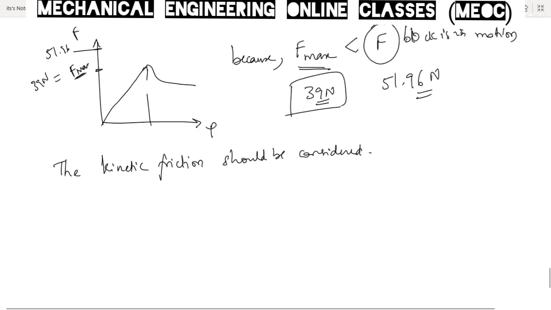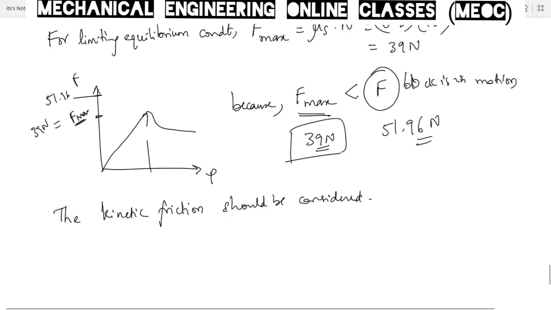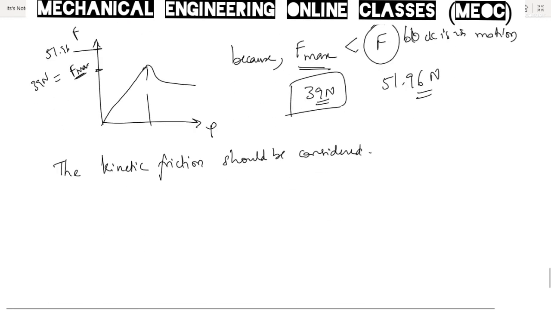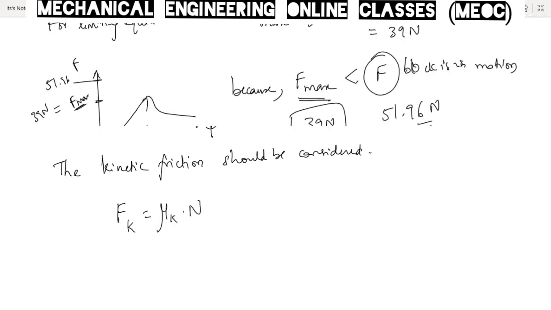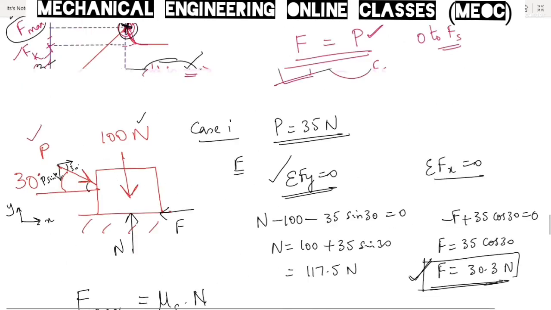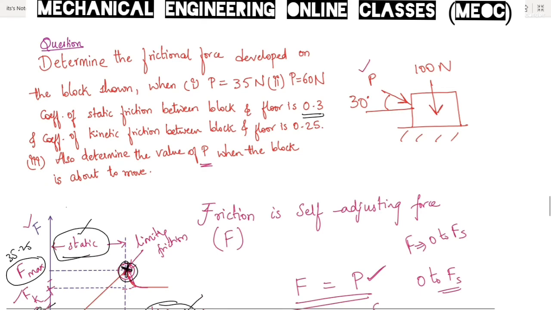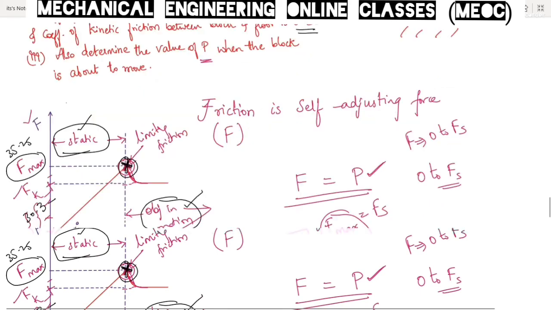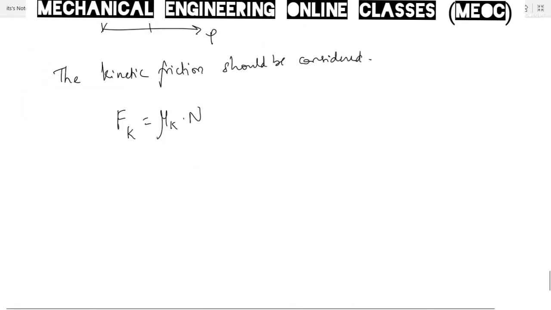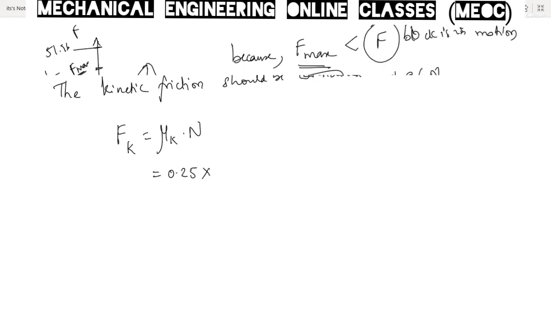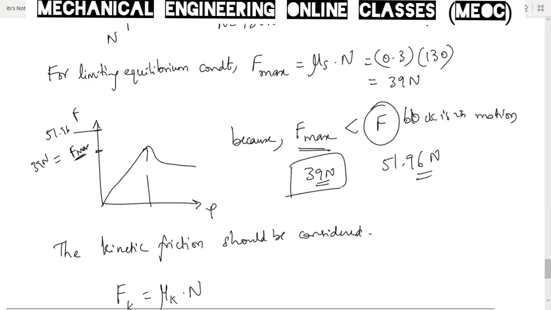How do we find what kinetic friction is? If the static friction F max is mu s into N, the kinetic friction is mu k into N, and the coefficient of kinetic friction is given in the question as 0.25. So mu k is less than mu s. So this is 0.25 multiplied by N, which is 130.